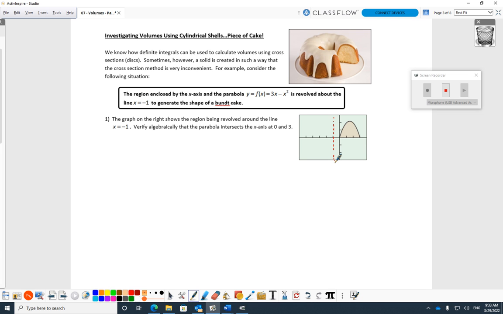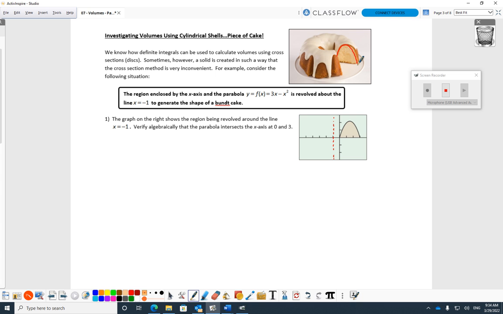So this parabola is going to revolve around x equals negative 1, and you're going to end up with a shape that sort of looks like this. Have you ever had one of these cakes before? It's called a bundt cake, and it's got a weird shape to it, but it's perfect for this example. See the little parabola in the cake there? There it is right there.